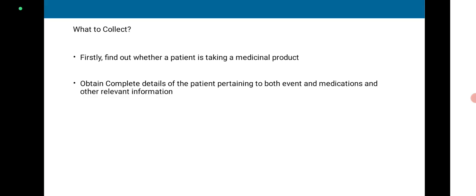What are the factors that need to be collected? Firstly, find out whether the patient is taking a medicinal product, and if the patient is taking the medicinal product, obtain the complete details of the patient pertaining to both event and medications, and if any treatment is given regarding that also, and all other relevant information regarding the drug administration and the treatment needs to be collected.